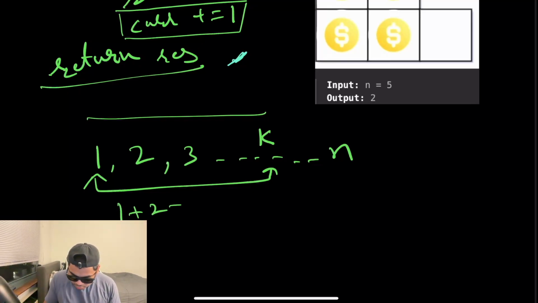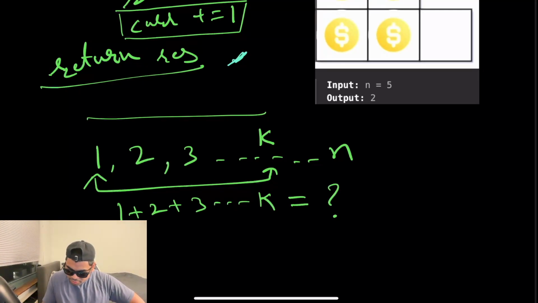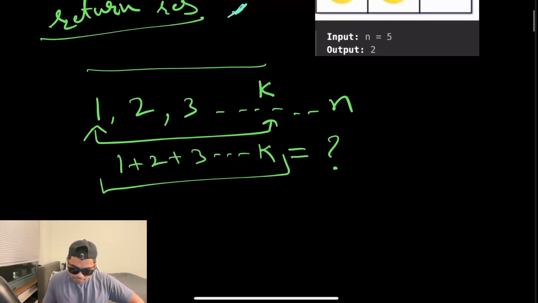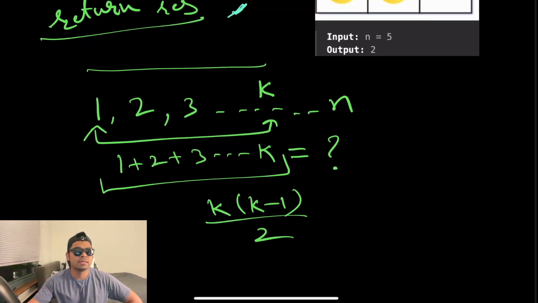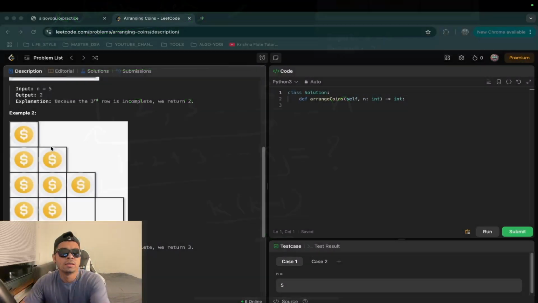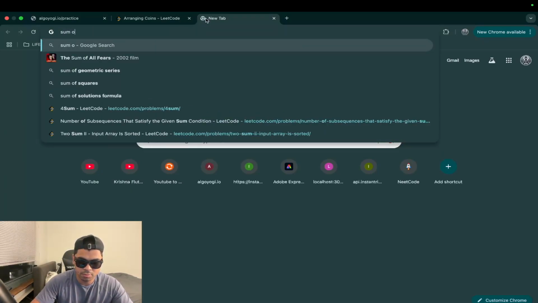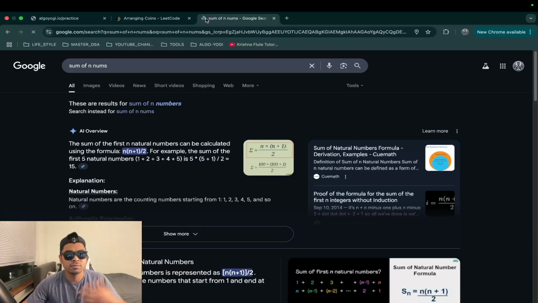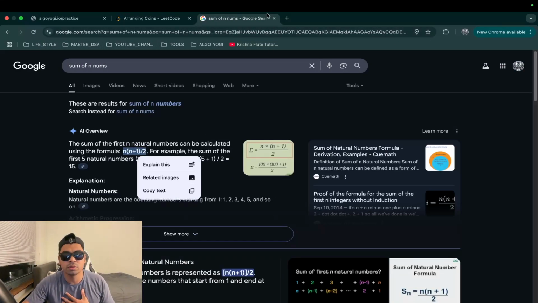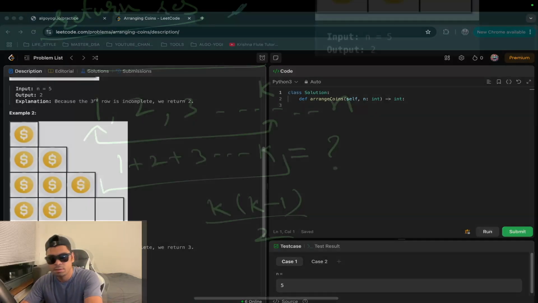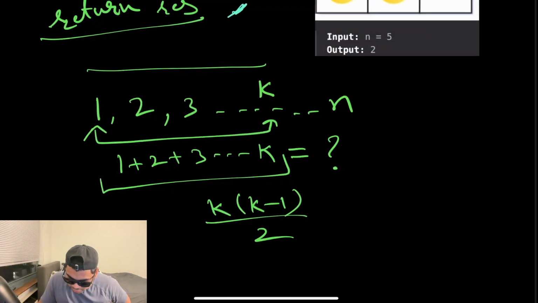So that will be 1 plus 2 plus 3, and that will get to k. What is this number? Here we can use the formula k into k plus 1 by 2. I think that is how you find the sum of n numbers, it's an easily searchable thing. So it's n plus 1, not n minus 1. Let's come back, my bad. These things you don't have to remind yourself.